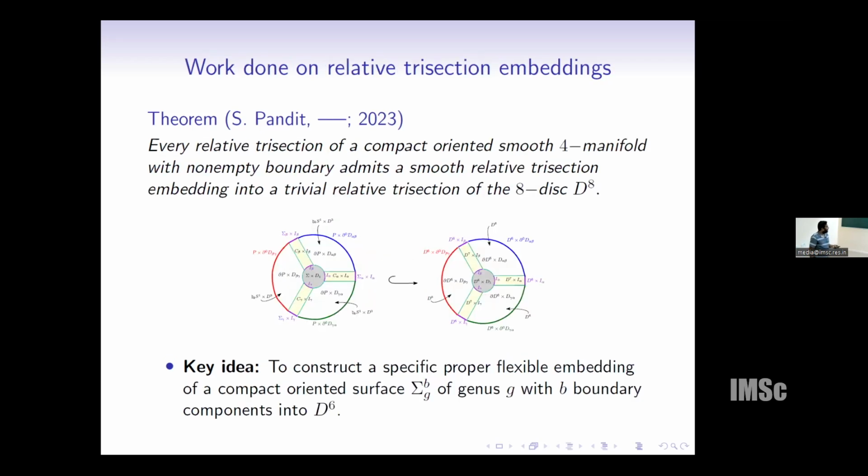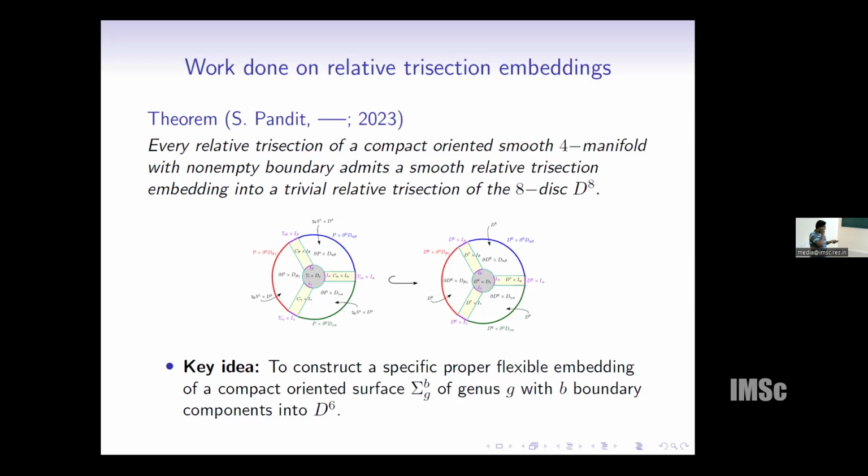We also have proved a related result for relative trisection embedding. As I told already, we have some more structure on relative trisections. We have this result: every relative trisection of a compact oriented smooth 4-manifold with non-empty boundary, I mean we can take many boundary components, admits a smooth relative trisection embedding into the trivial relative trisection of D^8. Trivial relative trisection of D^8 only I have given the example of. Relative trisection embedding can be defined analogously to the trisection embedding. This is the decomposition of this relative trisection, and it is just a rough figure.